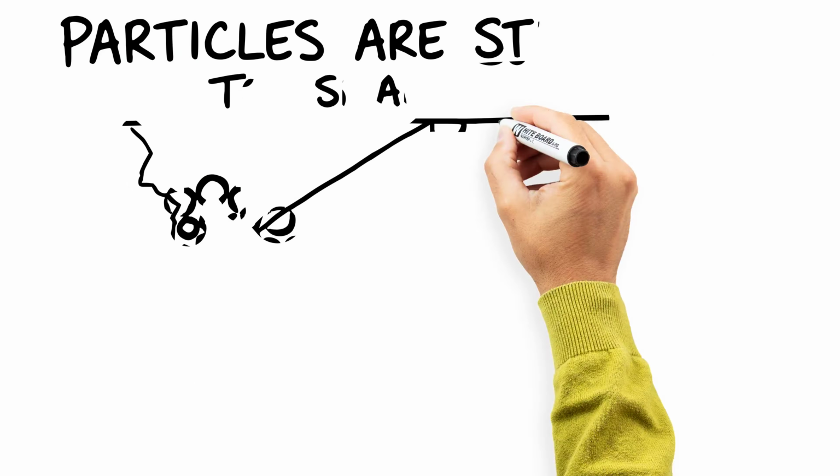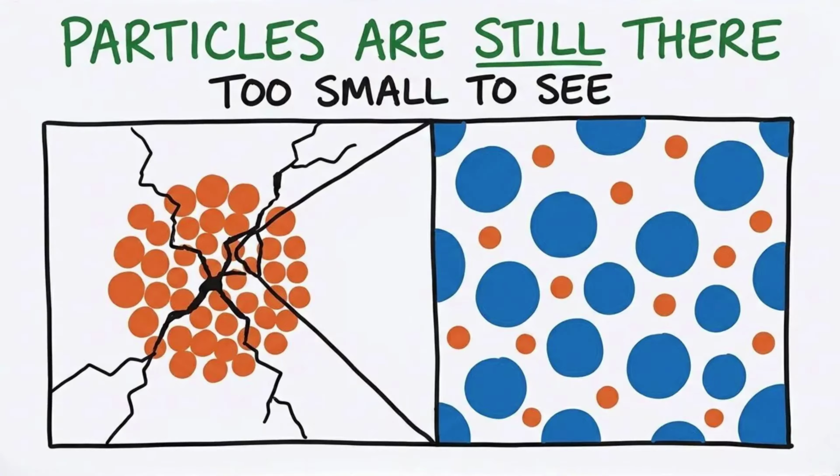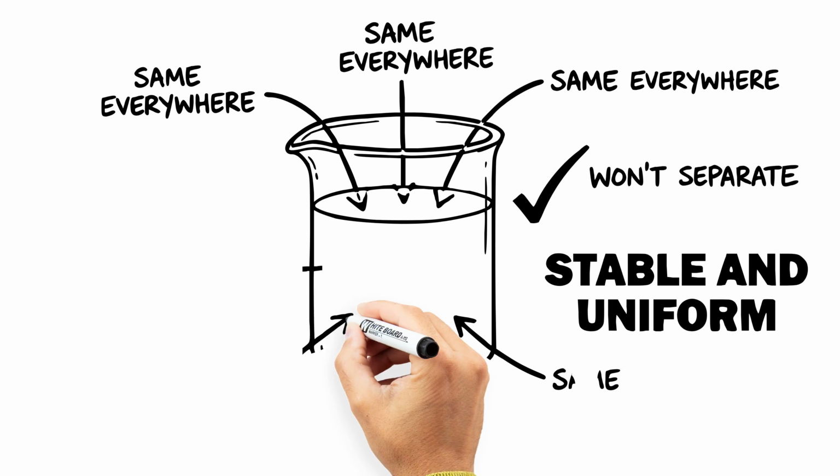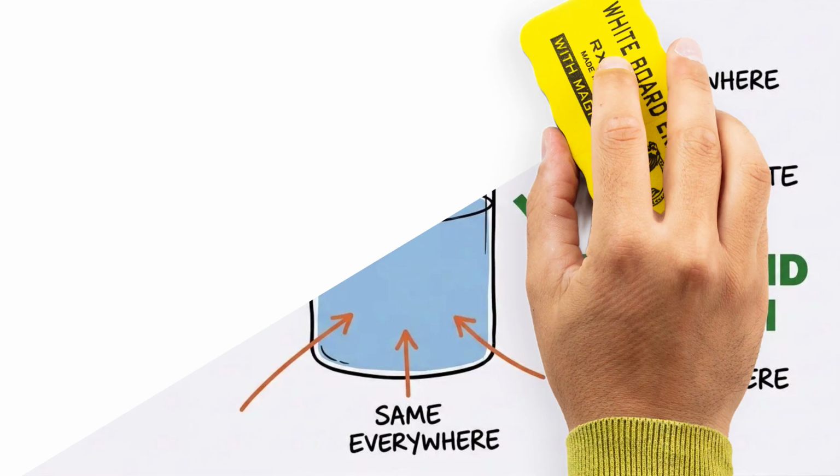When the solute dissolves, its particles break apart and spread evenly between the solvent particles. They don't vanish. They're just too small to see. Your sugar is still in the tea. You can taste it. It's there. This is what makes a solution special. The particles mix so evenly, the solution looks completely uniform. It won't separate if you leave it. It's stable. That's the hidden genius of solutions.